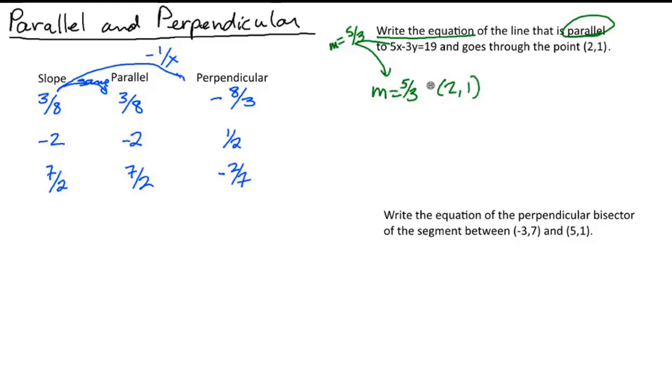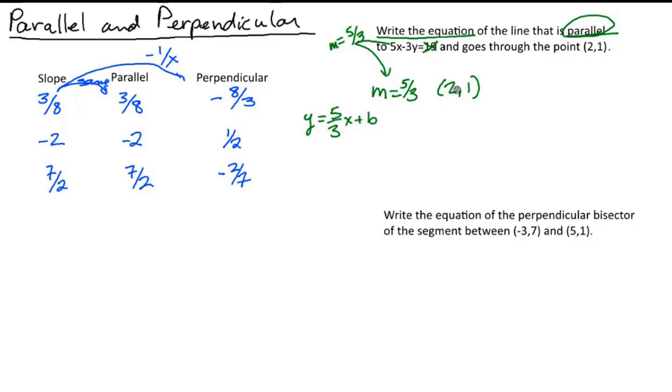So this is the problem that we need to do, and we extract that information from knowing the relationship of parallel lines with their slopes. So this 19, useless. We don't need it. We just needed the slope. So we can now do either the y equals mx plus b way, 5/3 x plus b.